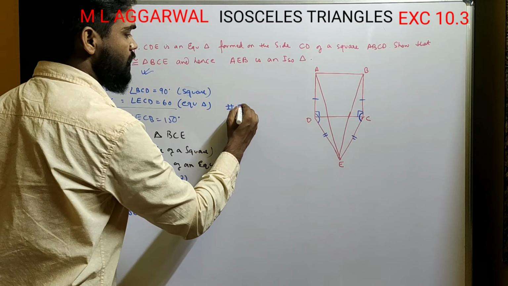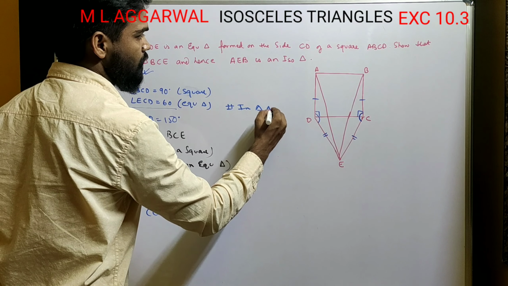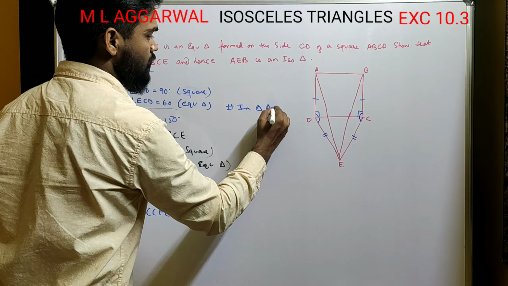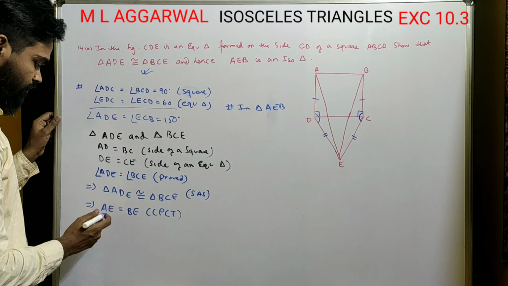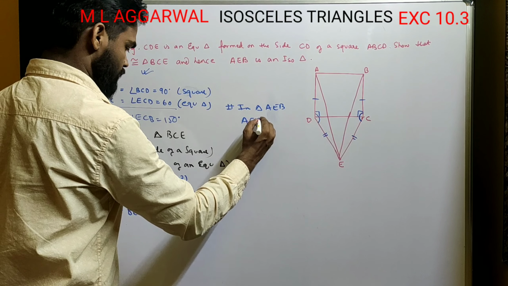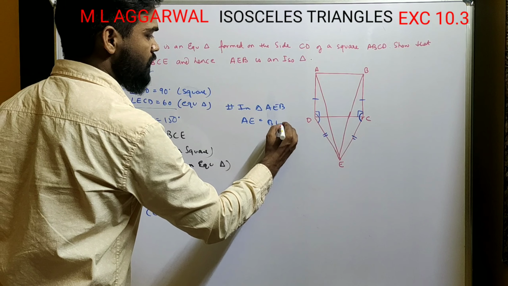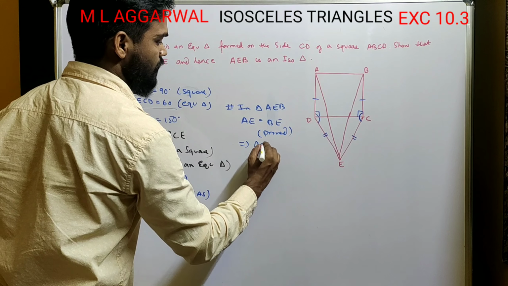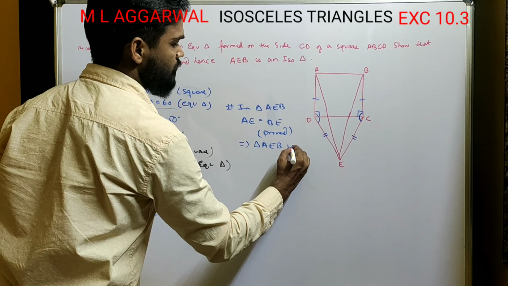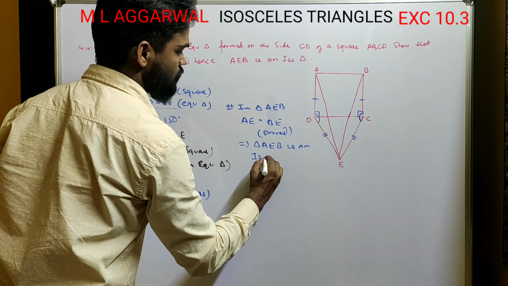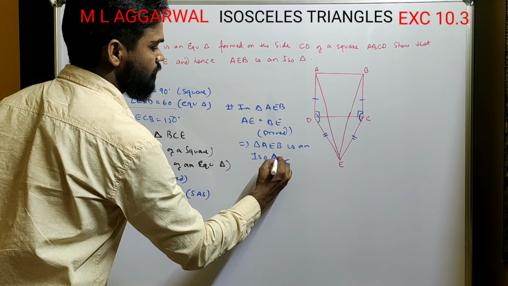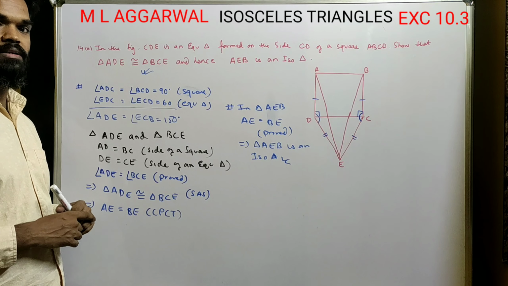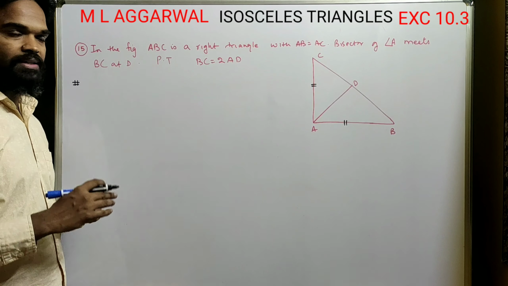Now look at second part. In triangle AEB, they have written that only, AEB. Look carefully, we just now proved AE is equal to BE, proved, which means triangle AEB is an isosceles triangle. Done. Clear? Now look at the last sum. Now look at this sum, very interesting.